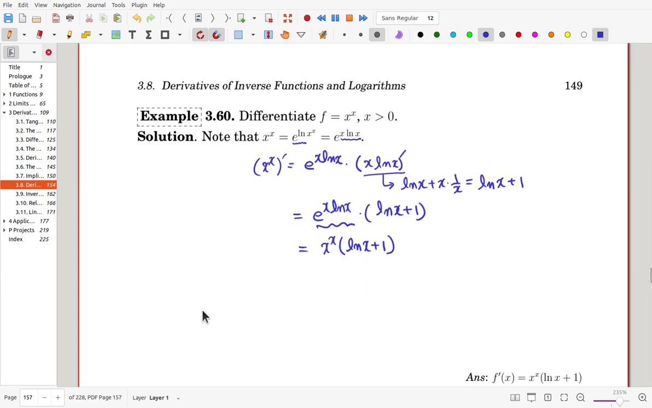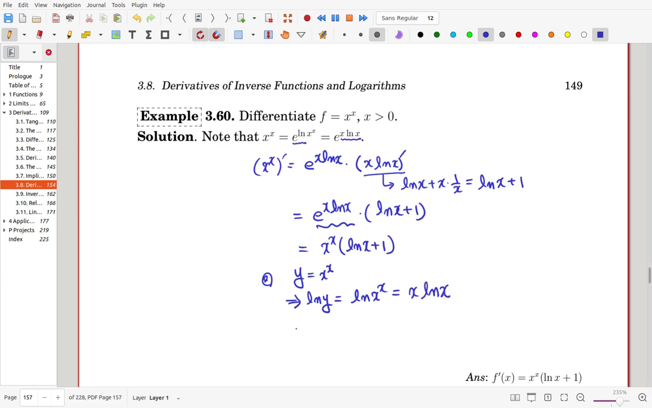You can do it in this way, or we can do another way, which is called logarithmic differentiation. We will learn it later on. But anyway, we start with y equals x to the x. Now we apply natural logarithm to both sides. Then logarithm y equals logarithm x to the x. By using the power rule, we have x logarithm x.